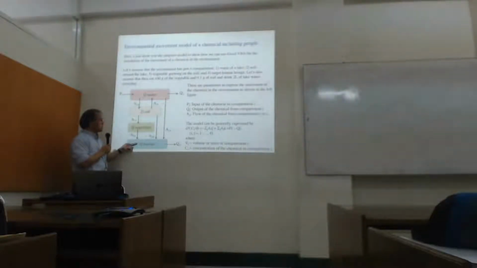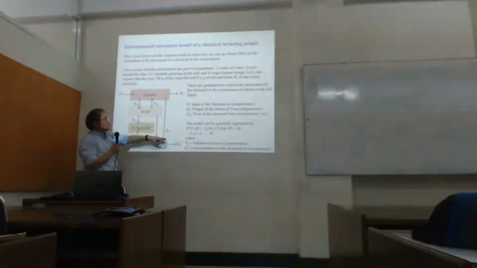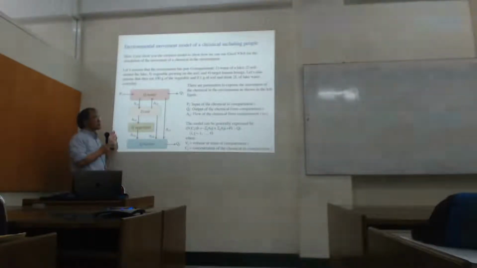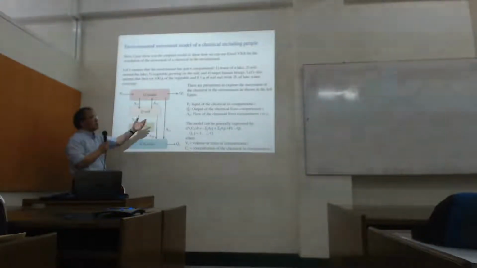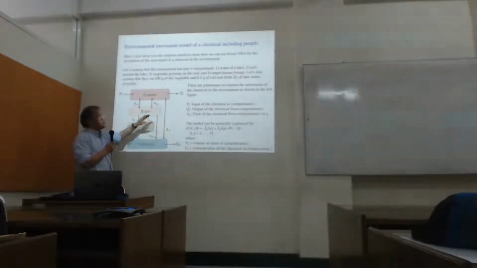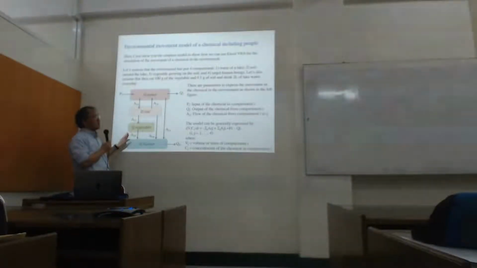And human beings, people just eat vegetables. So there is also a flow from vegetable to the human. And people just eat soil, from soil to the human. And people drink lake water. This flow is A14. So these variables, Aij, mean the movement of pollutant or flow of the chemical from compartment i to compartment j.